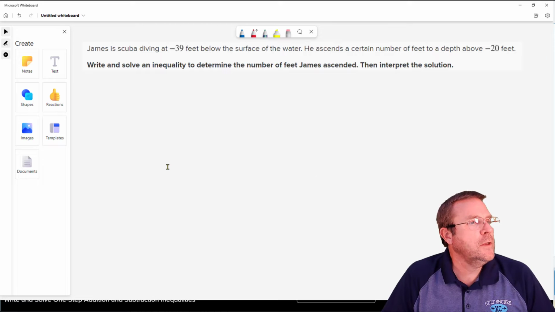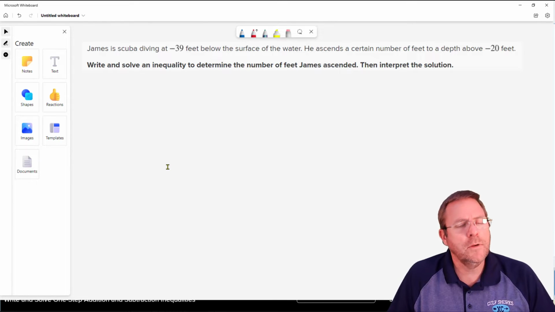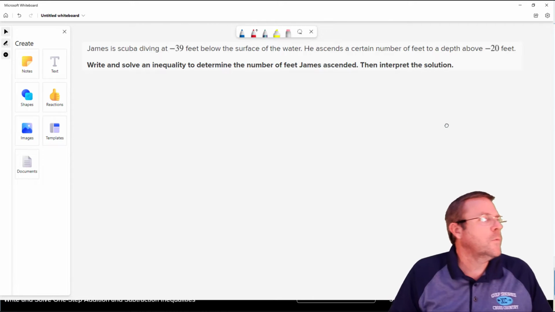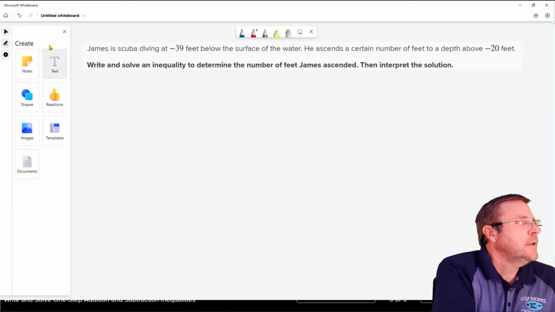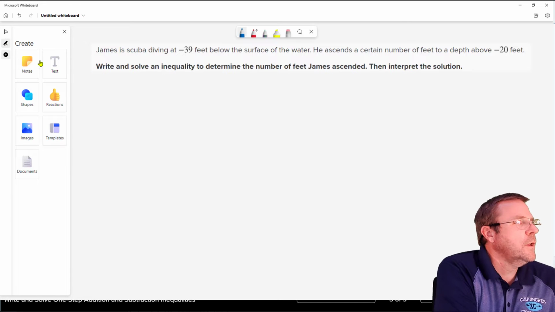Write and solve an inequality to determine the number of feet that James ascended. Well, here we got a little issue because we're going for a precise answer, and they want it to be done as an inequality, which doesn't make a lot of sense, but hey, we'll play with their game anyhow. So what do we know? We know that he started at negative 19 feet. So that's going to be where we're going to start off our inequality.